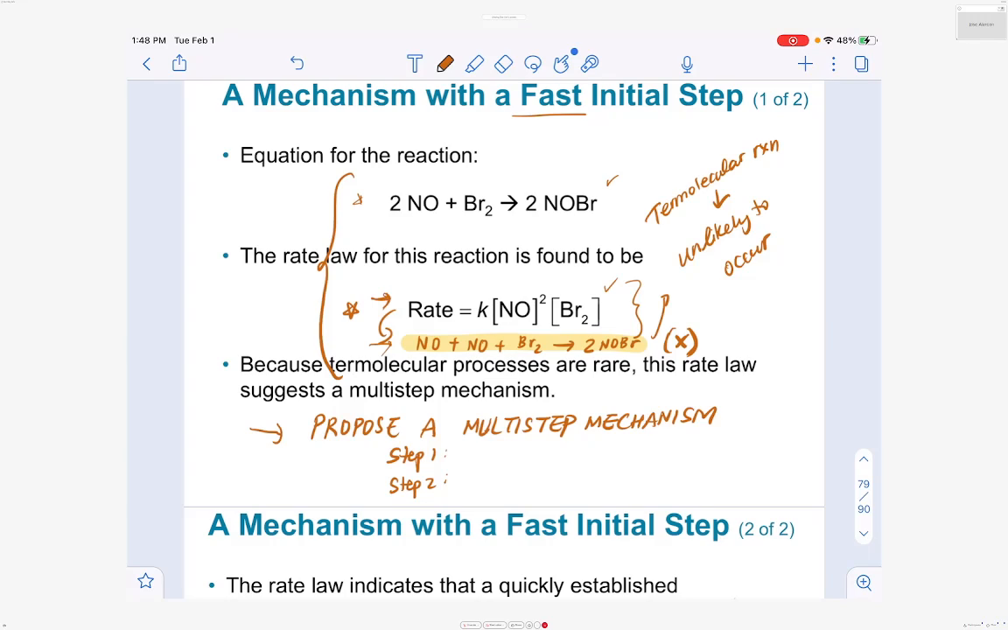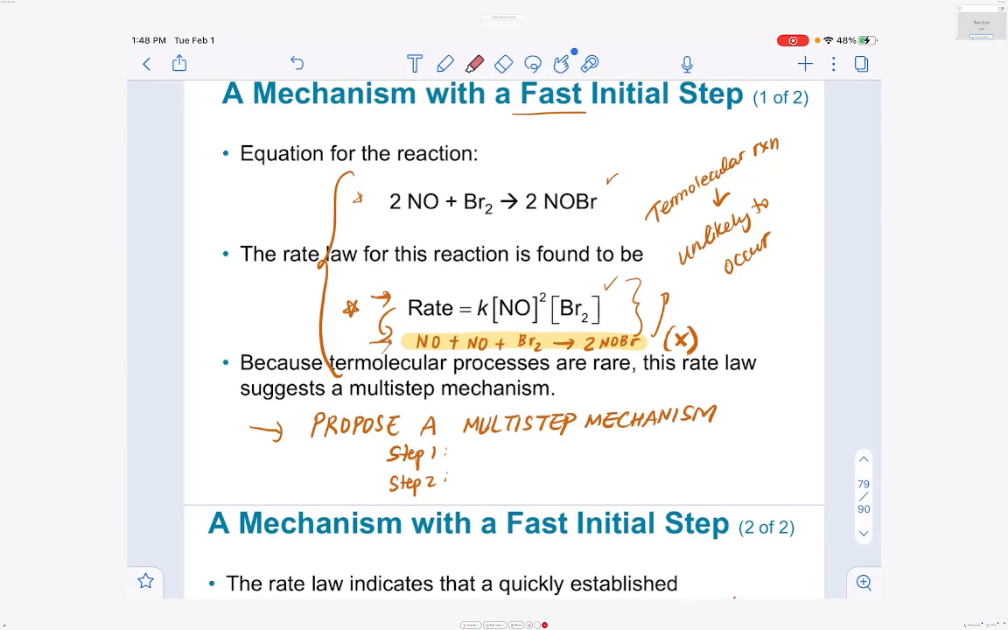Yes, I think the hiccup the students are having, maybe we're having problems creating these propositions for the steps. Okay. So just know the purpose. Just know where we're going. We're going for proposing a multi-step mechanism for this overall reaction. Did that clarify a little bit? We want to propose a multi-step mechanism.